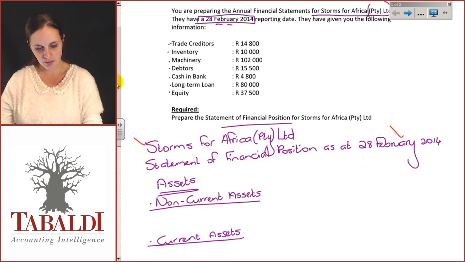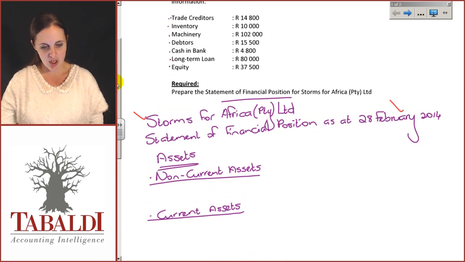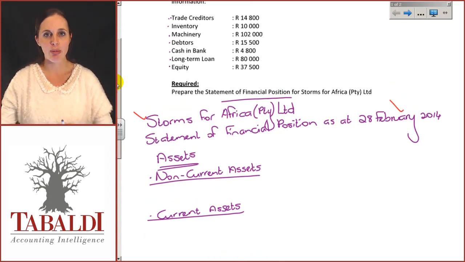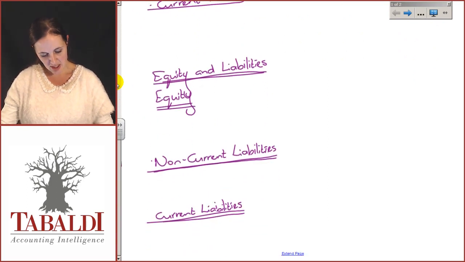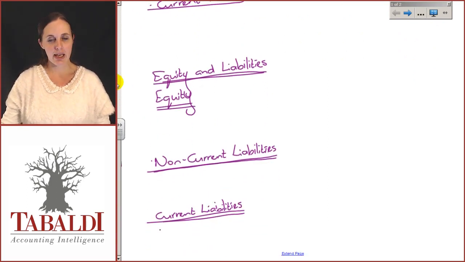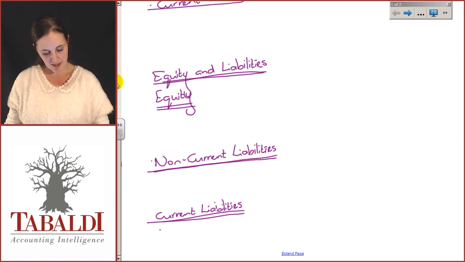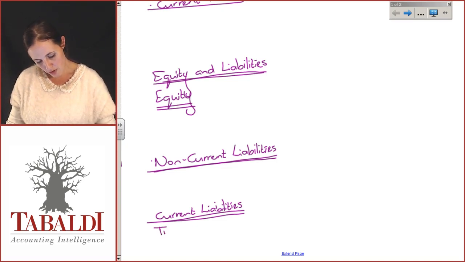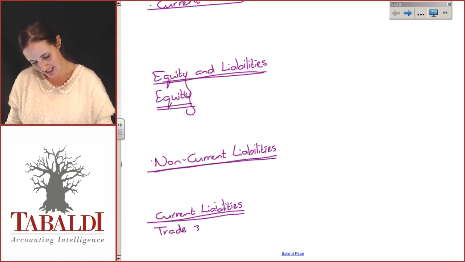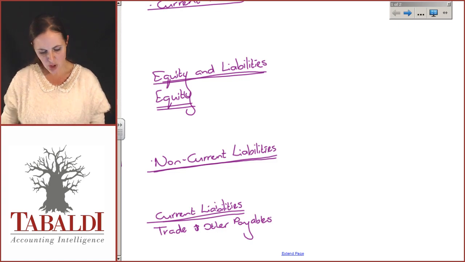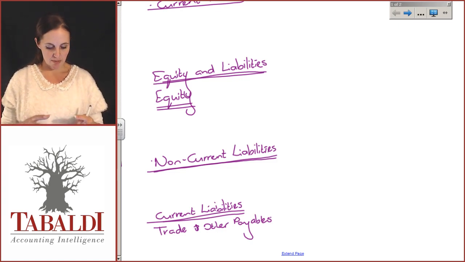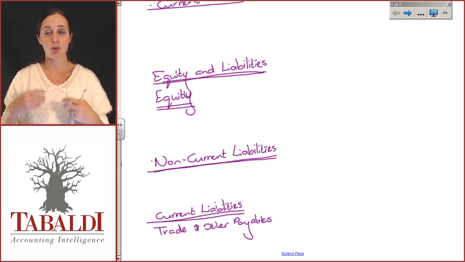Trade creditors, 14,800. A trade creditor is someone that you owe money for all the stuff that you've done throughout the year. So we owe trade creditors, and this belongs under current liability. We're going to settle it within 12 months. We refer to this as trade and other payables. We all talk about these as very different things. Some people call them creditors, some people call them trade creditors.